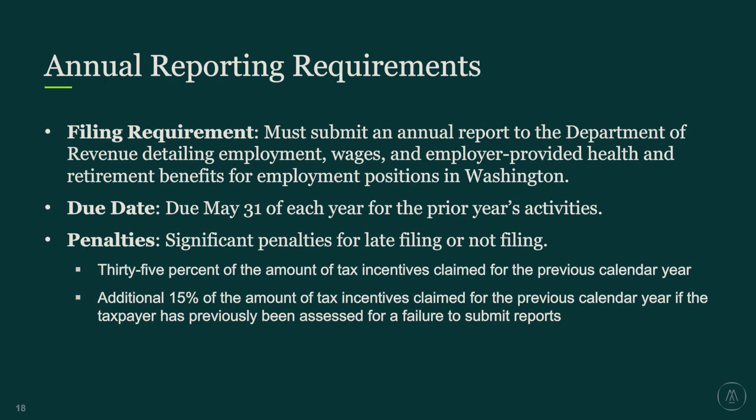It's also a way to preserve your ability to go back and claim the incentives on an amended return or through a refund claim. So for the 2018 tax year, if you didn't take some or any of these incentives, you can still file an annual survey by May 31st, 2019, and go back and take the incentives on an amended return for the 2018 tax year. So that's something to keep in mind.